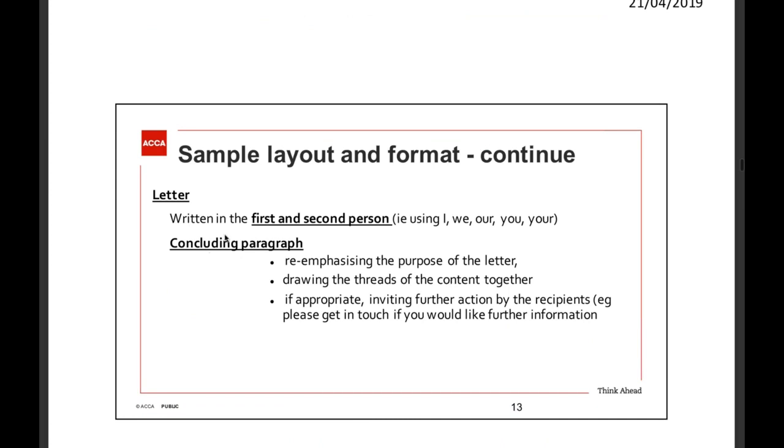And for letters, it's written in the first and the second person, like using I, we, our, you, or your. All right, and then you may have a concluding paragraph, re-emphasizing the purpose of the letter, drawing the thread of the content together. That means the points that you are trying to highlight. If appropriate, invite further actions by the recipients. For example, if they would like to get in touch with you, how can they contact you? Okay, so you may want to have that in a letter as well.